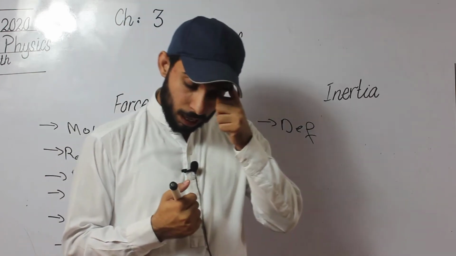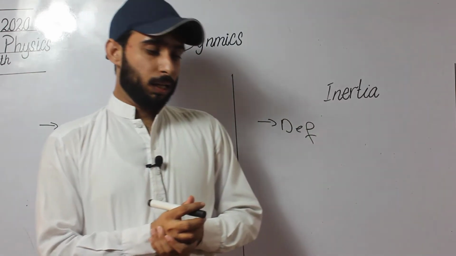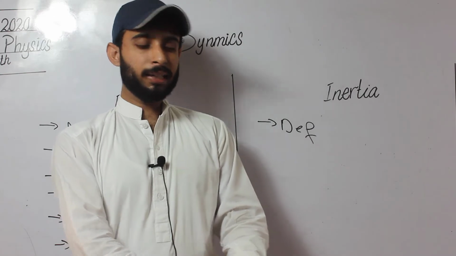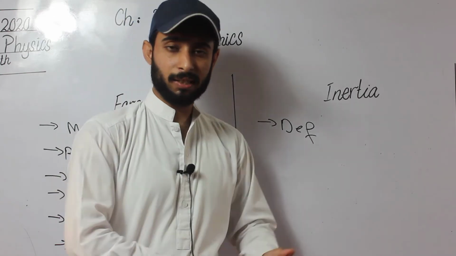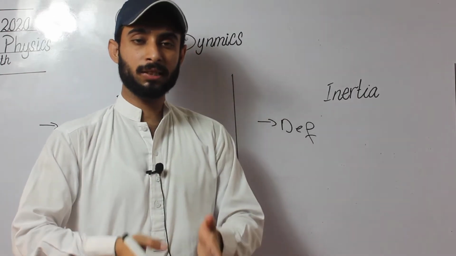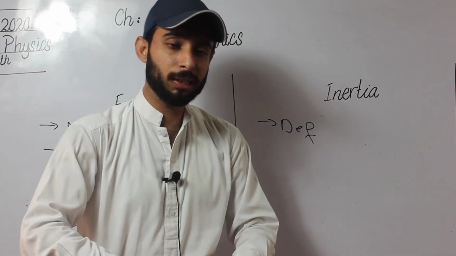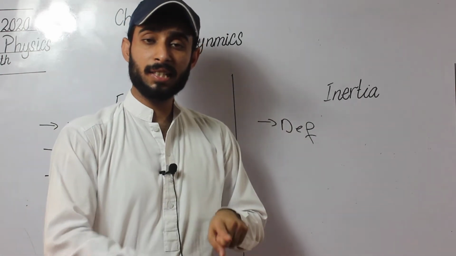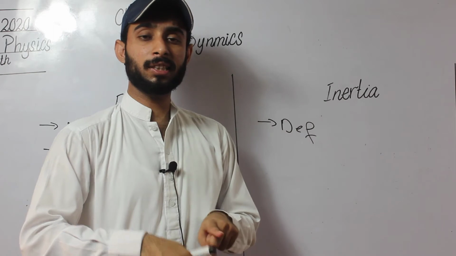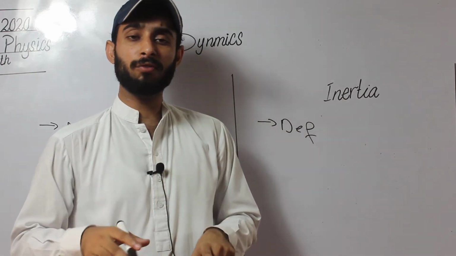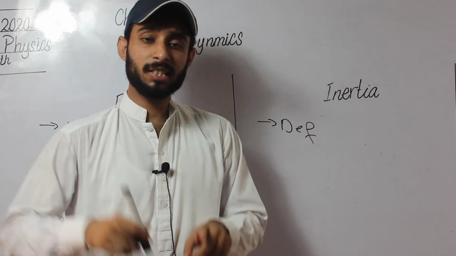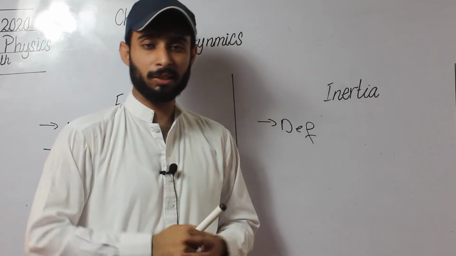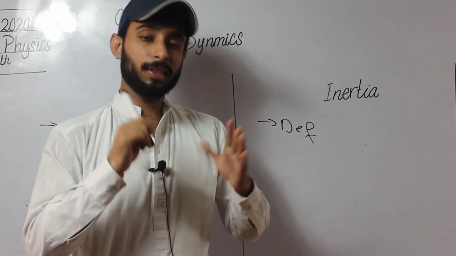I give you an example. If we have a desk here, and that desk is in a rest state, whenever we change its state from rest to motion, this desk resists the change. It means this desk first of all does not want to move. It resists the change. That resistance is called inertia.